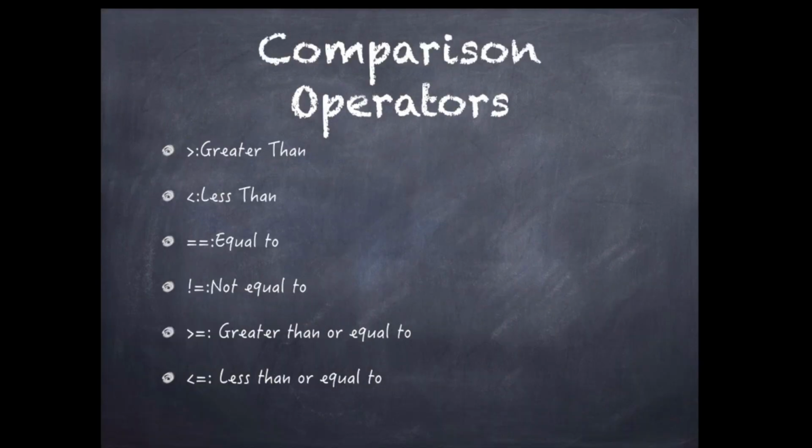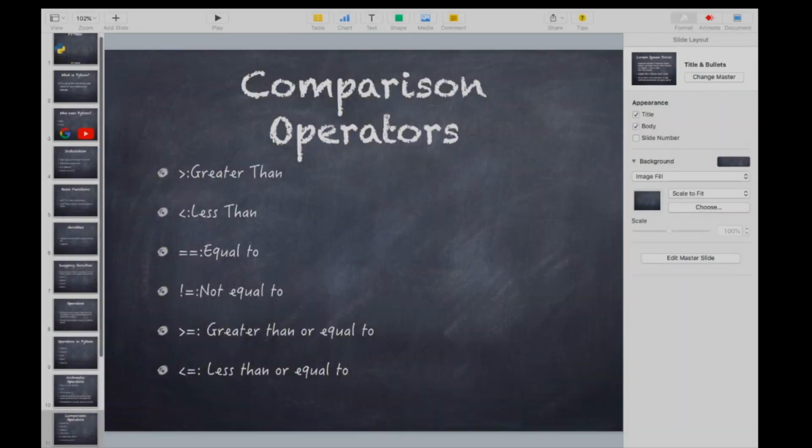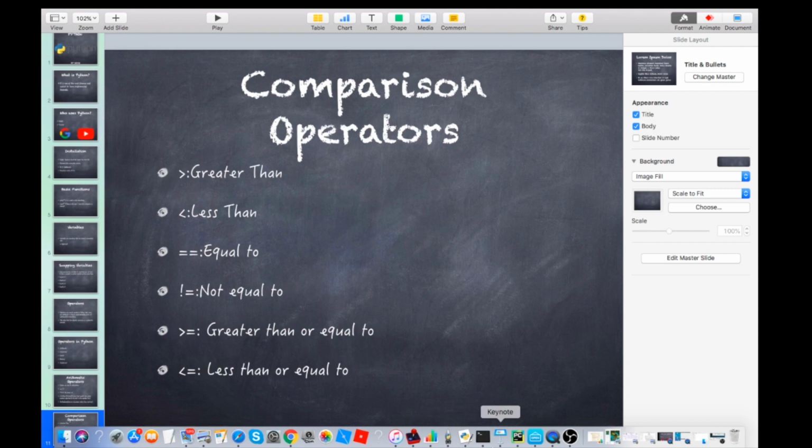arithmetic operators. Then we have comparison operators. The first two are pretty obvious. It's greater than and less than, which you should know. And then we have equal to. Instead of showing just one sign, we're showing a double equal to sign. And then the next one is not equal to, which is represented by an exclamation and then an equal to sign. So let me just show you.